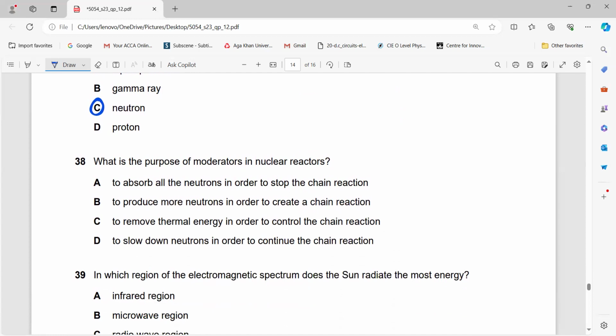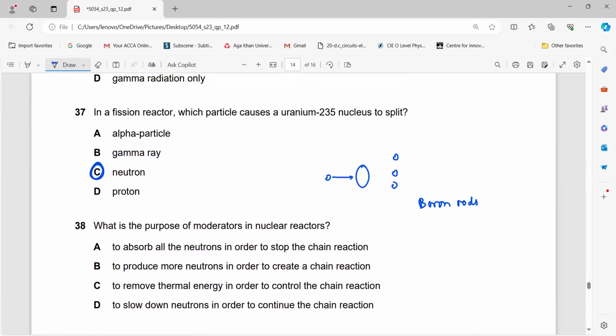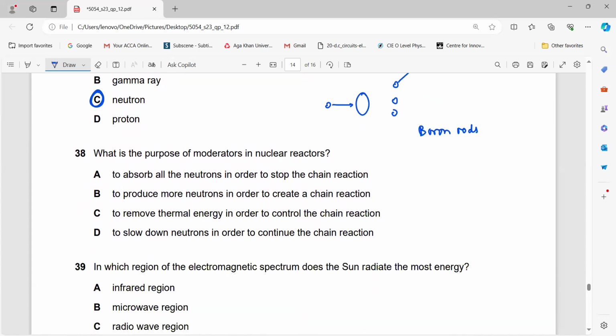Now you need to understand there are control rods and there are moderators within a nuclear reactor. Control rods are usually boron rods. And what do boron rods do? In the chain reaction, one neutron hits, three neutrons come out, and then each neutron hits and three more neutrons come out, and so forth. So to stop the chain reaction, boron rods are used because boron rods absorb neutrons. And what are moderators? They slow down the neutrons in order for the chain reaction to continue, so that you can have a longer period of reactions and derive more energy from your reaction.